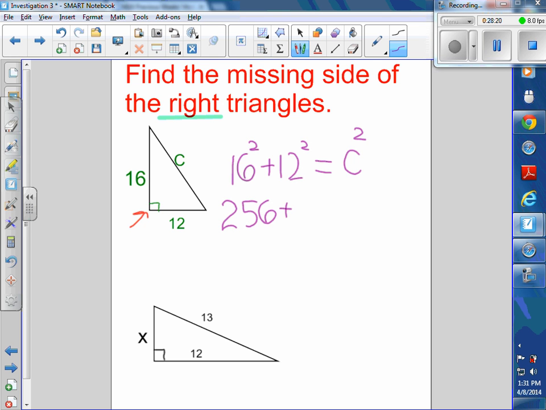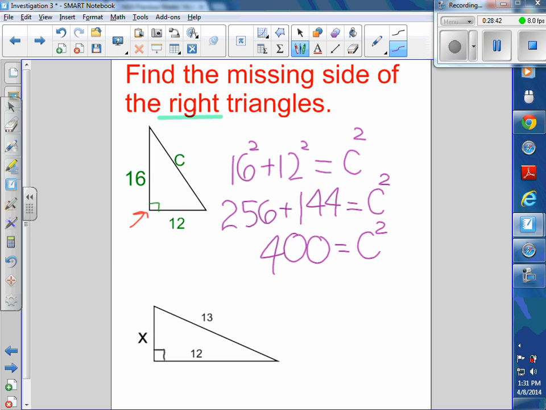Okay, better with my left hand. 12 squared is what? 144. So when I add 144 and 256 together, I get 400? Yes. Okay, so Jason, what are you going to do with that 400? You find the square root.